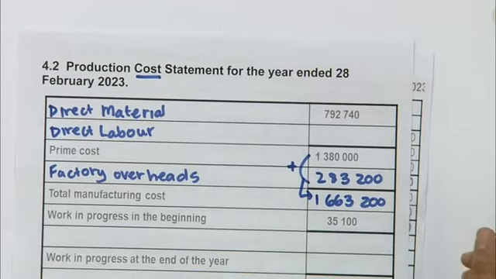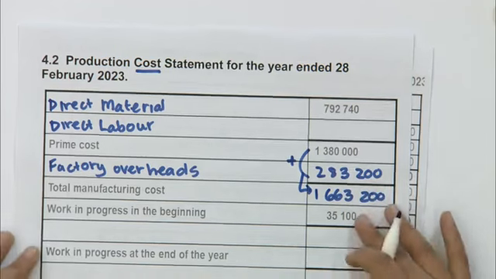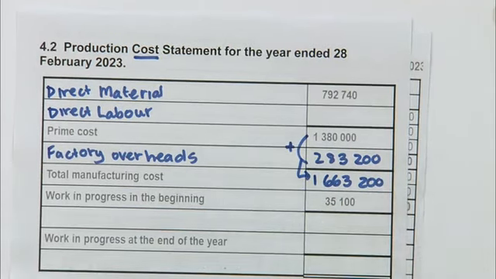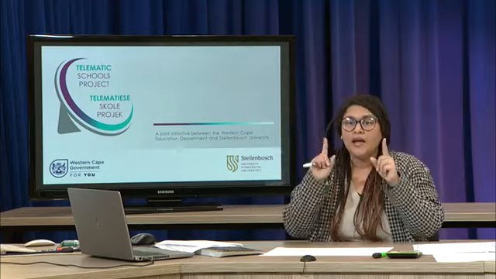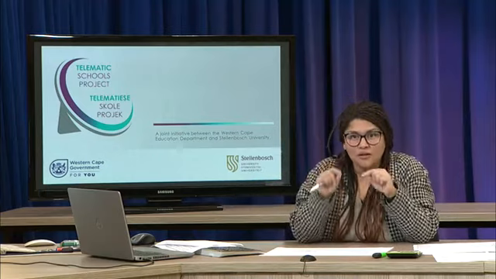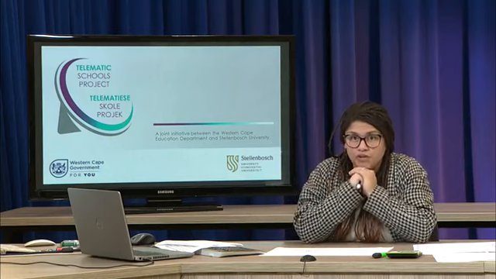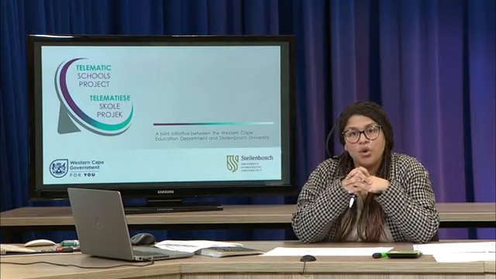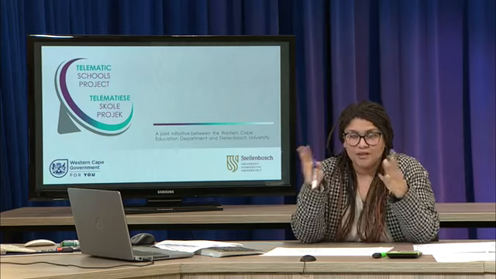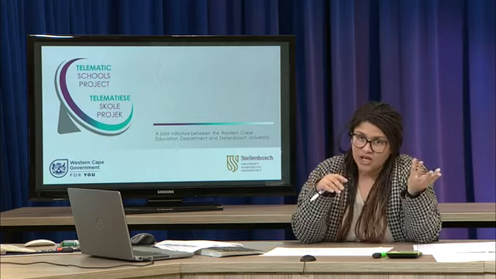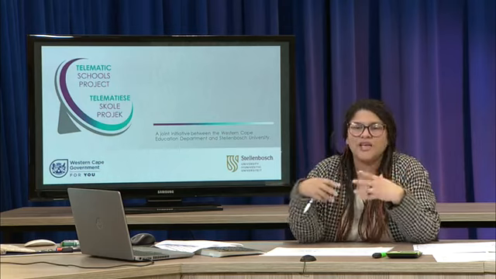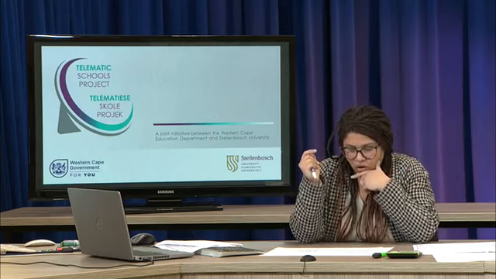Then we have work in progress at the beginning. We add that one because those were the items we did not complete. However, it could still be completed in order to produce a finished good. And that's why we're adding that amount of 35,100. So essentially, we spent 35,100 last year in order to produce items halfway. All right, so we're going to add that to our cost.